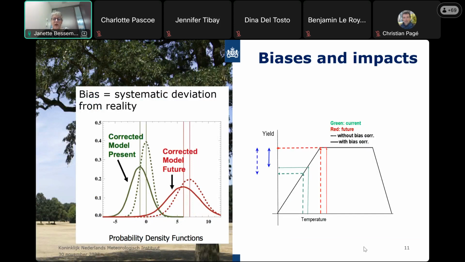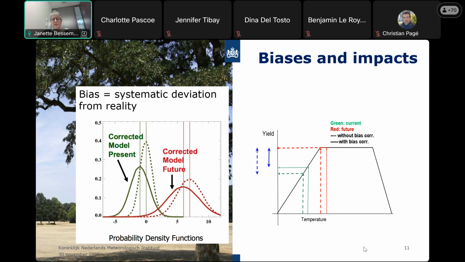This is about biases and impacts. What I also experience is that people often do not realize that time series that come from a climate model can contain biases. And this is very important for the impacts. If you're not aware of this, then you can have an error or uncertainty about what will happen in the future. On the left side, you see what a bias is: a systematic deviation from reality. And you can correct for that by comparing the simulations for the past climate with observations.